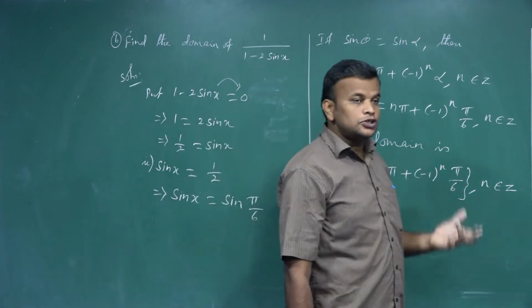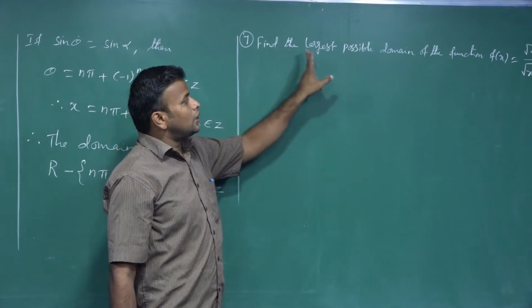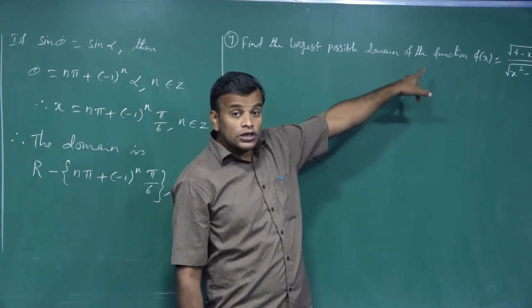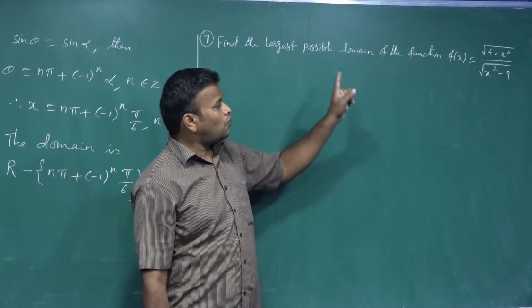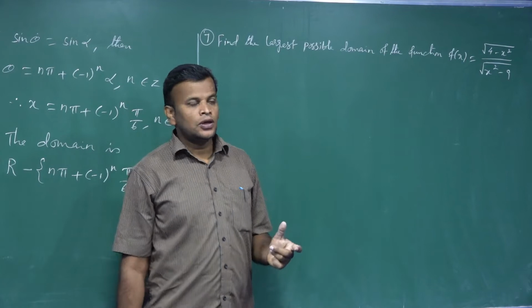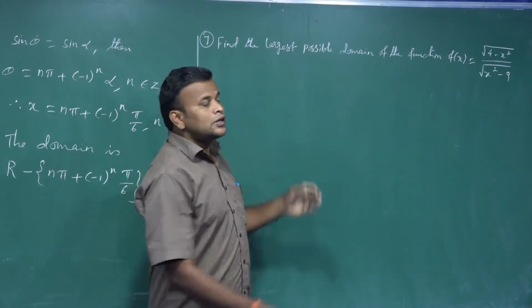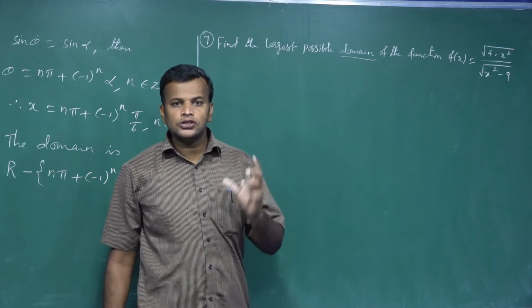Now we move to the next one. Seventh question. You see the question, find the largest possible domain of the function f of x is equal to square root of 4 minus x square divided by square root of x square minus 9. We put in which value of x the given function is possible. Domain means it has some positive value.